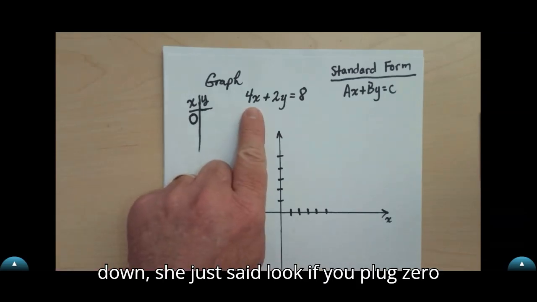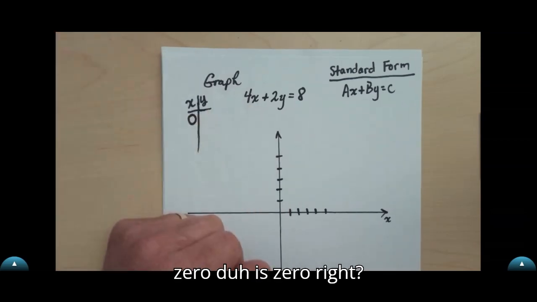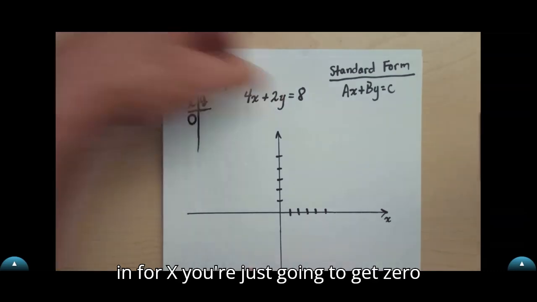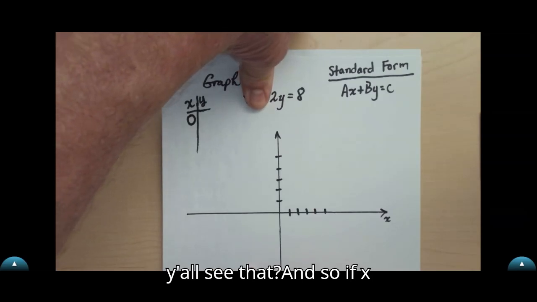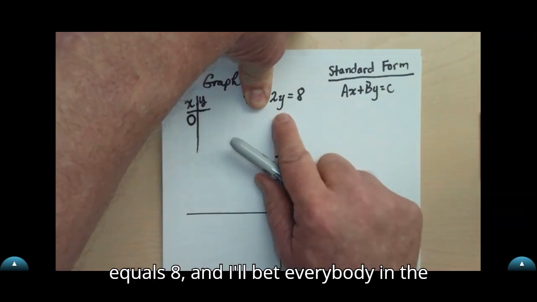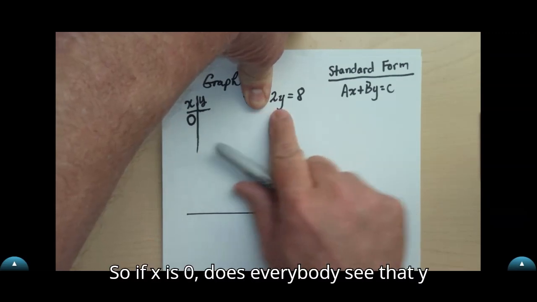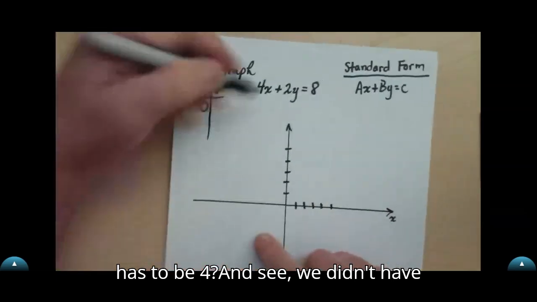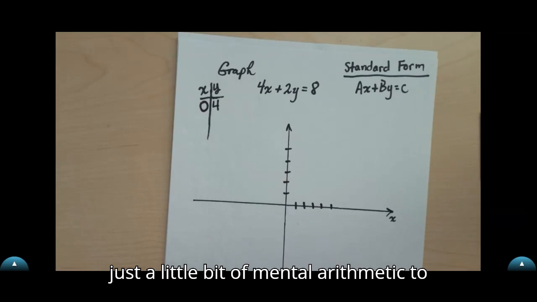She just said, look, if you plug 0 in for x, do you agree that 4 times 0, duh, is 0, right? So think of it this way. If you plug 0 in for x, you're just going to get 0 plus 2y, which is literally just 2y. Do y'all see that? And so if x is 0, the equation becomes 2 times y equals 8. And I'll bet everybody in the class knows that 2 times 4 is 8, right? So if x is 0, does everybody see that y has to be 4?